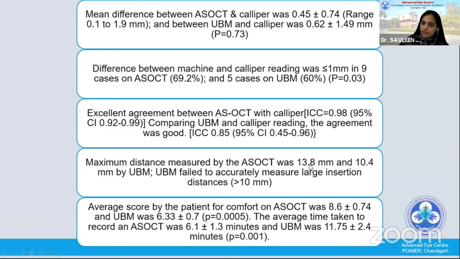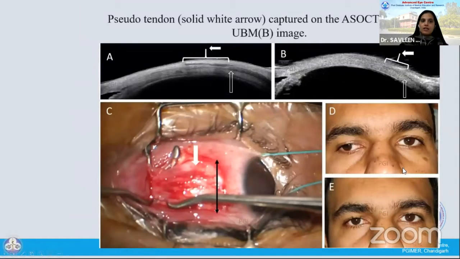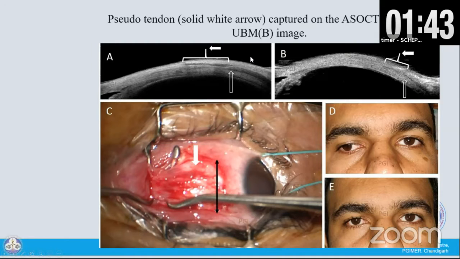The maximum distance on the ASOCT was 14 mm and 10.4 on the UBM, and the UBM that we used is a wide field UBM. The average score of comfort on the ASOCT was also higher, and it obviously took less time to image the muscle on the ASOCT vis-a-vis on the UBM. Pseudotendon recognition was also very convenient and much higher resolution on the ASOCT.